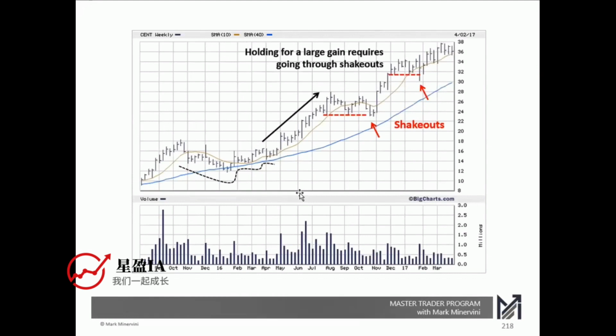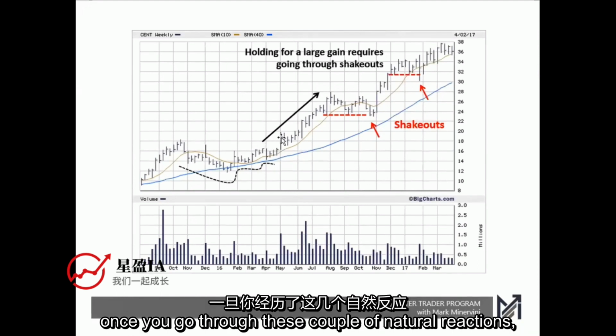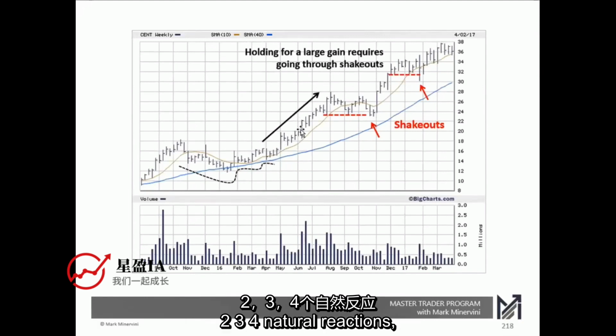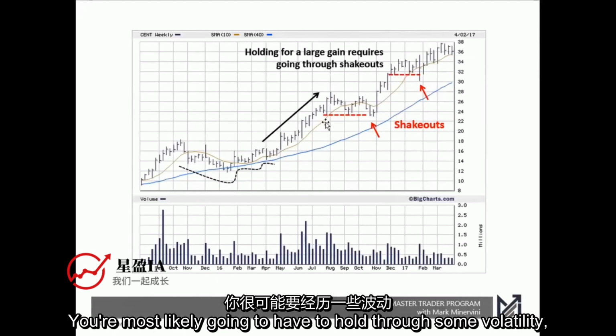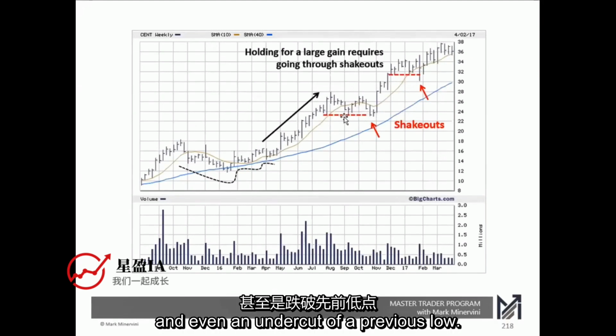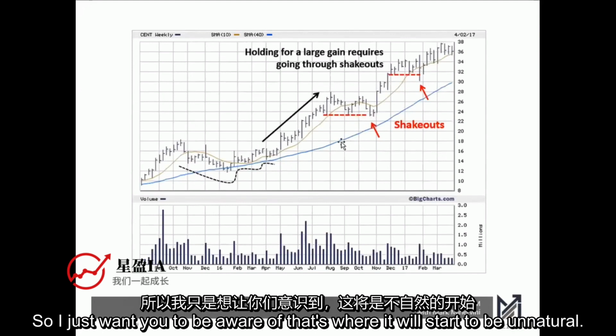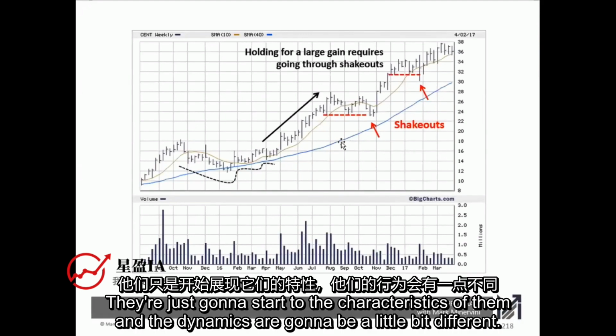Exactly. Right. So one of the keys here that I want you to understand is that once you go through a couple of natural reactions, 2, 3, 4 natural reactions, if you want to play it for a bigger move, you're most likely going to have to hold through some volatility, a larger pullback, and even an undercut of a previous low. I just want you to be aware of that, that's where it starts to be unnatural, if you will. You're going to have wider moves, but the characteristics and the dynamics are going to be a little bit different.